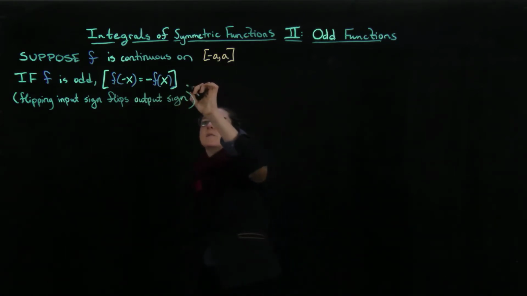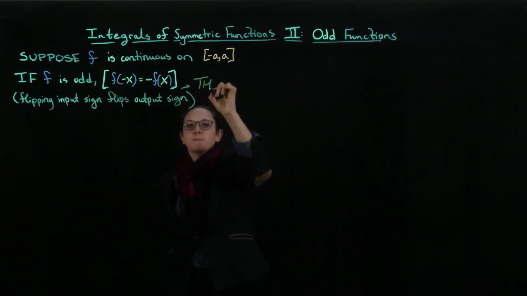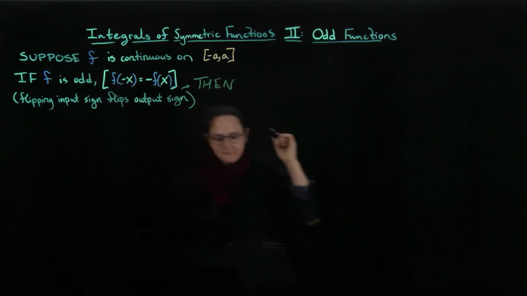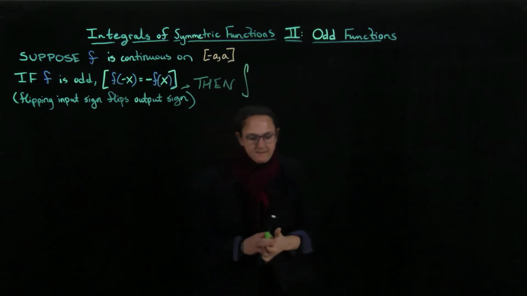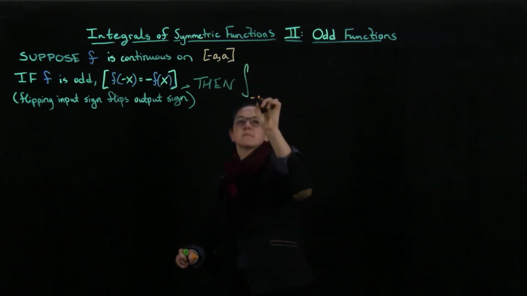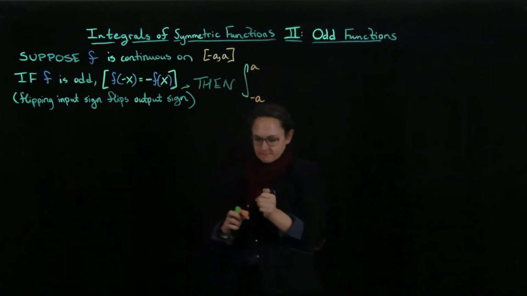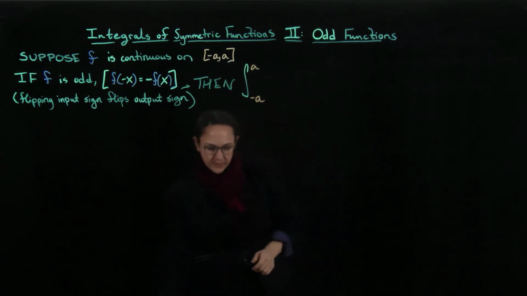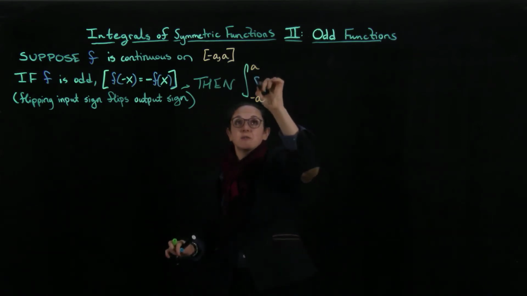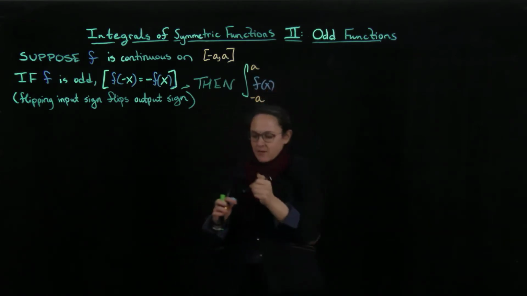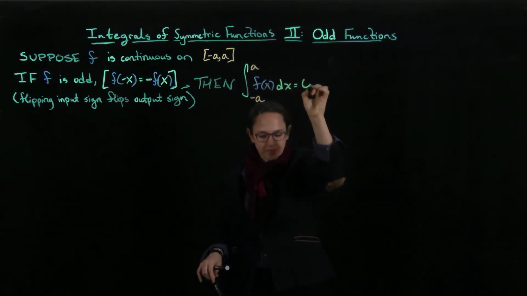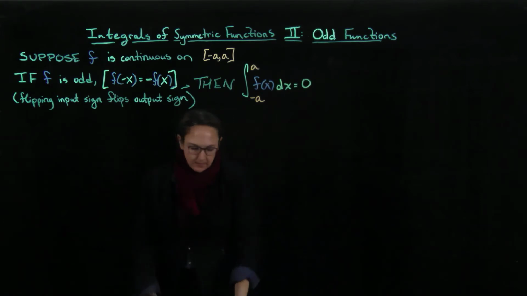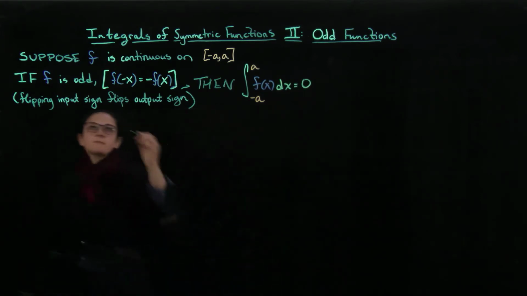Then we're going to have that the integral from minus a to a of f of x dx is actually going to equal 0. So this is very powerful. It definitely helps a lot with computation. Let's look at an example.